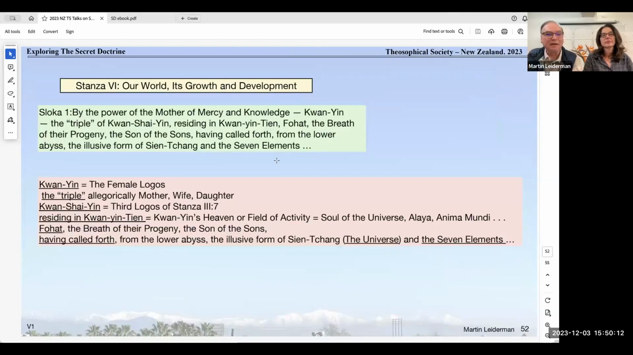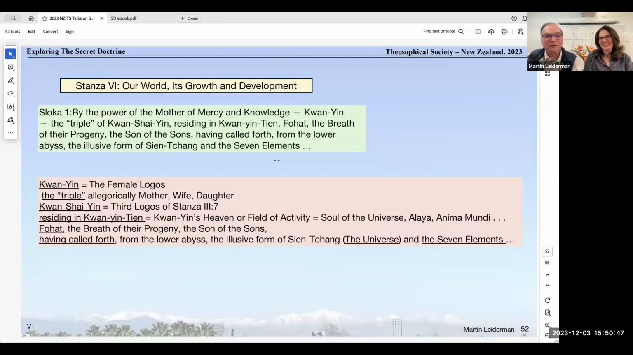Stanza 6, it describes our world, its growth and development. Now, listen to how it starts. Will you read sloka 1? By the power of the Mother of Mercy and Knowledge, Kuan Yin, the triple of Kuan Shayin, residing in Kuan Yin Qian, Fohat, the breath of their progeny, the son of the sons, having called forth from the lower abyss the elusive form of Xian Chang and the 7 elements.